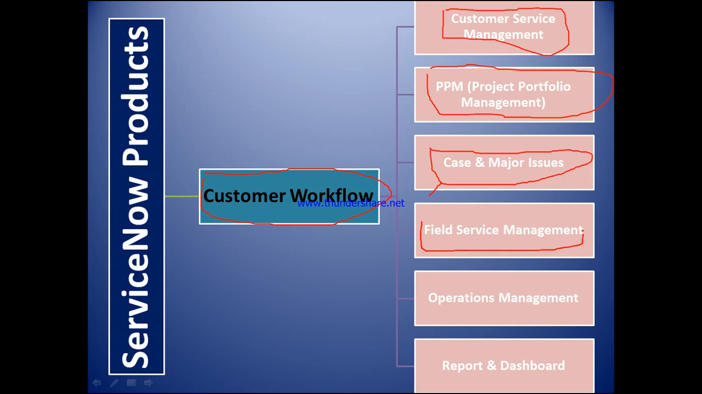Field service management is for when a resolver group or an engineer needs to travel to the data centers to fix something; then they can use this. Operational management is like what we discussed earlier, but a broader term, with reports and dashboards. Higher management is more interested in reports, such as the progress of the last month or last year or for a particular team, so they can get it from the reports and dashboard section.